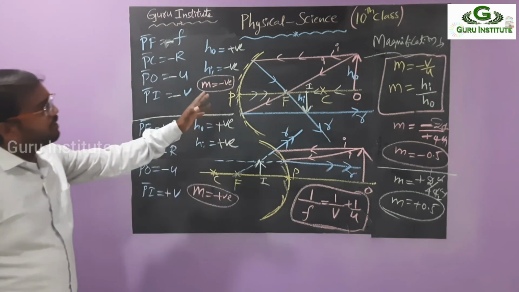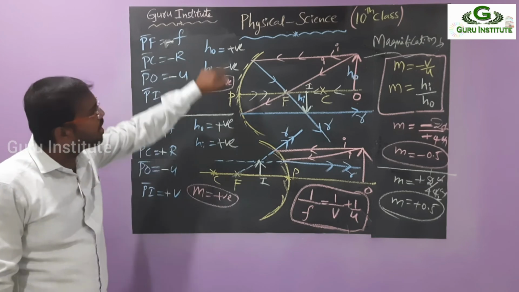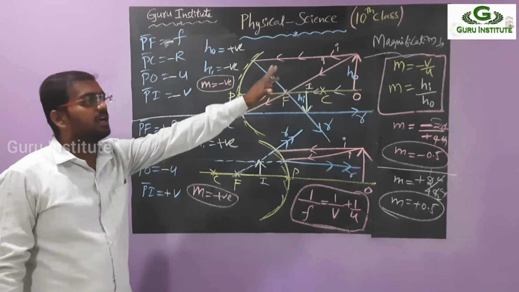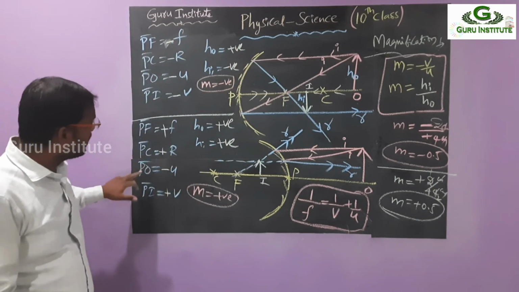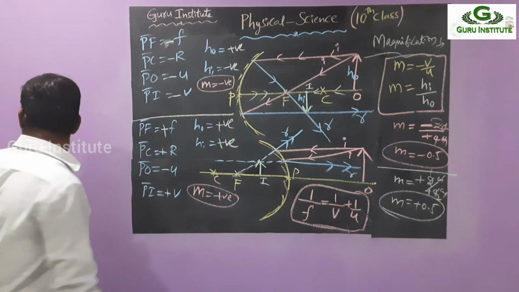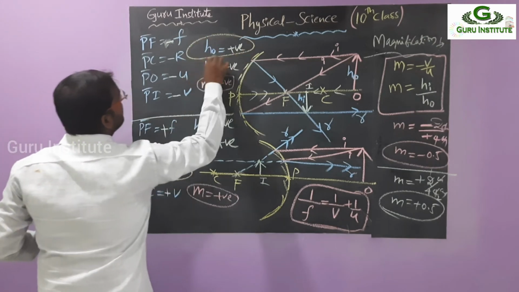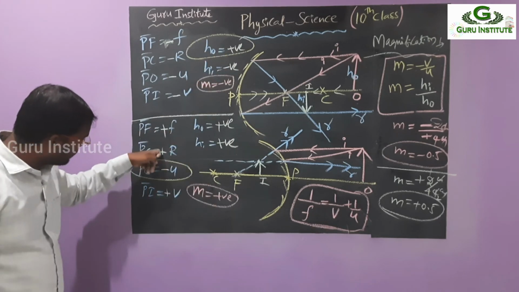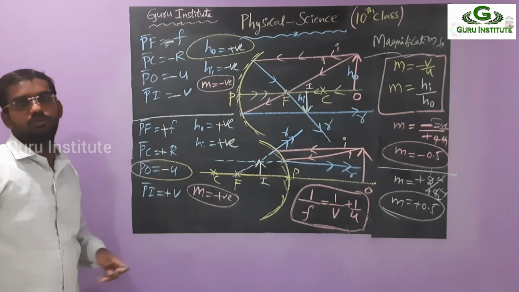If you observe here, everything is negative, negative, negative, except the object height. Always we place the object above the principal axis, so that should be positive. All are negative only. But compared to here, what happened? All are positive except the object. So these are special cases. Here all are negative, and object height is positive. Here all are positive, and object distance is negative. You can remember that.